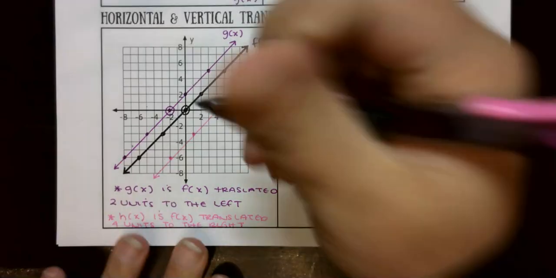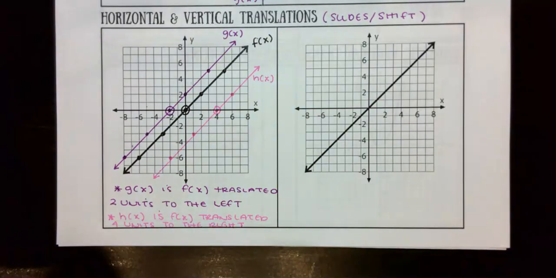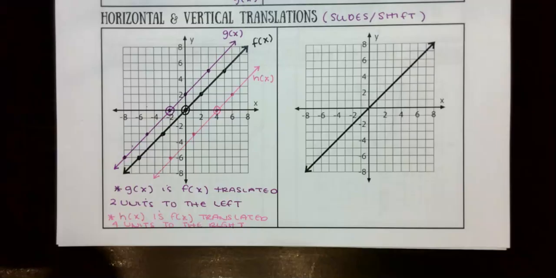All right, so as you can see here, I'm going to go ahead and circle my x-intercept, and I can clearly see that h of x is the same line as f of x, but it has been moved, shifted, translated 4 units to the right. Why? Because the x-intercept is 4 units to the right of the parent function. So I can see by comparing the x-intercepts which direction my new line is in.